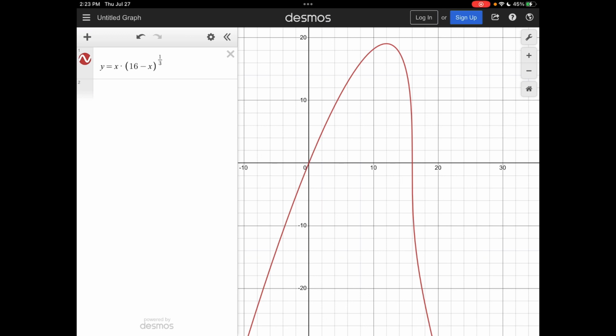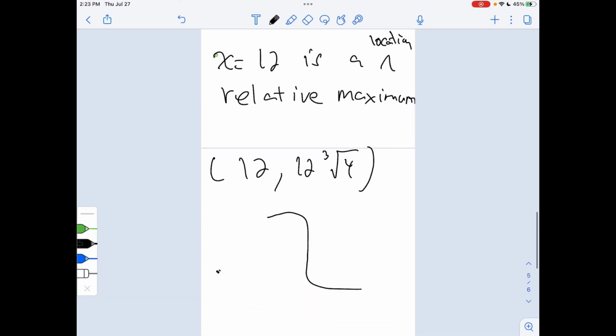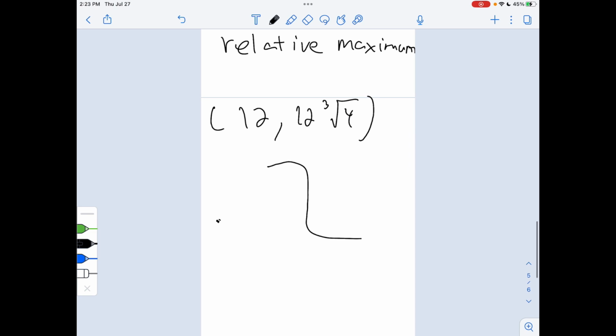And at 12 up here, 12, 19.049, that's where your maximum occurs. And then over here at 16, 0, that's where you have your vertical asymptote. That was just, sorry, your vertical tangent line, excuse me, is the word. So at x equals 16, you have a vertical tangent line.